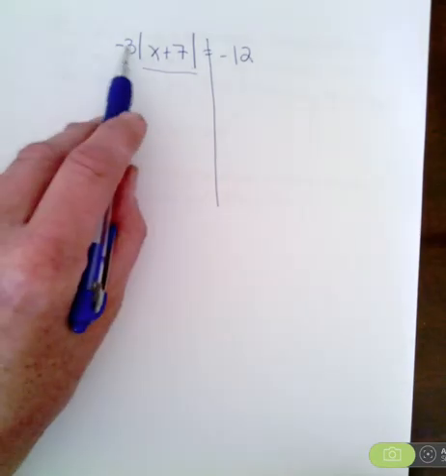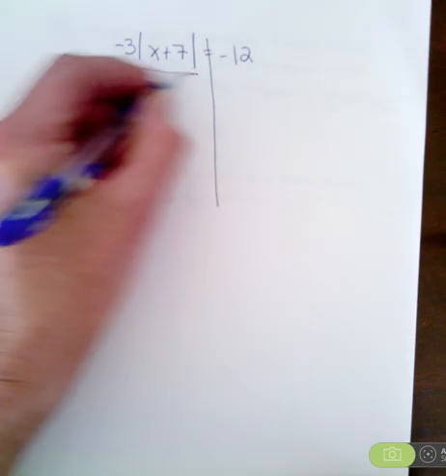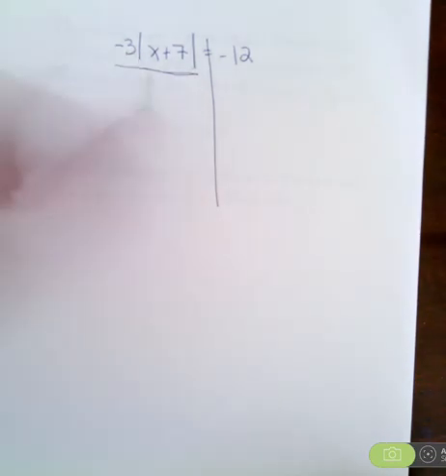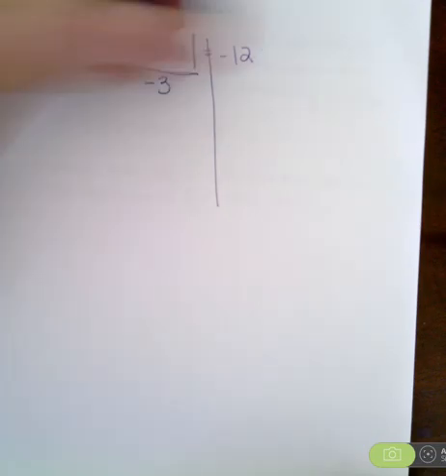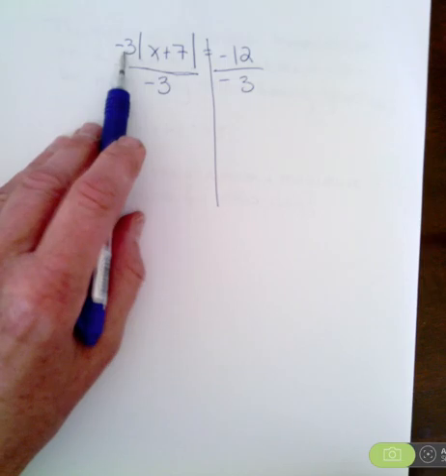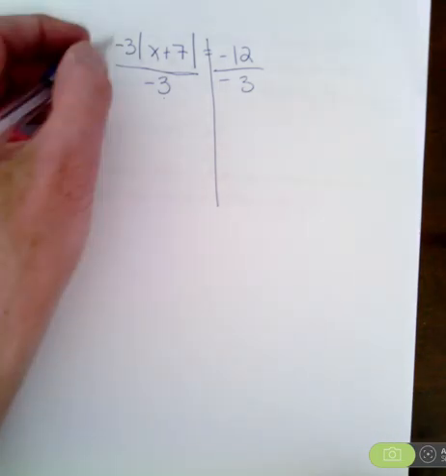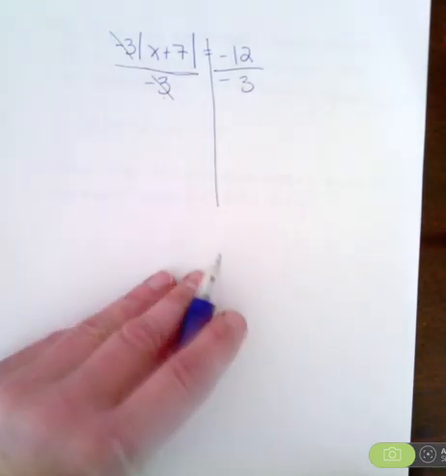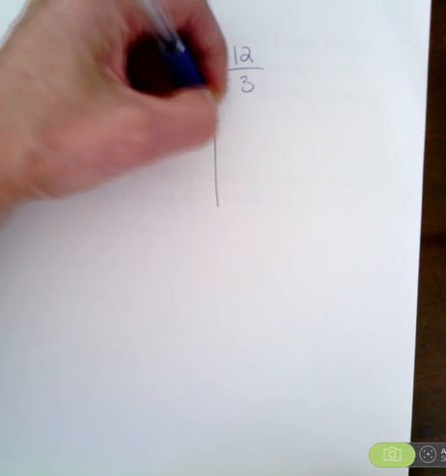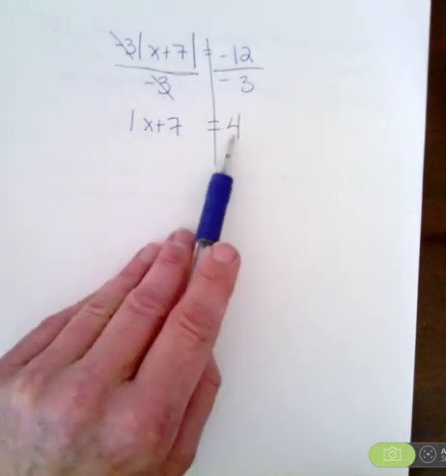However, I'm multiplying this by negative 3. Okay. Well, if I'm multiplying, the opposite of multiplication is division. So I'm going to divide by negative 3. The beautiful thing about this math is you can divide by exactly what's there. There's no guessing. So those cancel each other out, and we are left with the absolute value of x plus 7 is equal to positive 4. Negative 12 divided by negative 3 is positive 4.